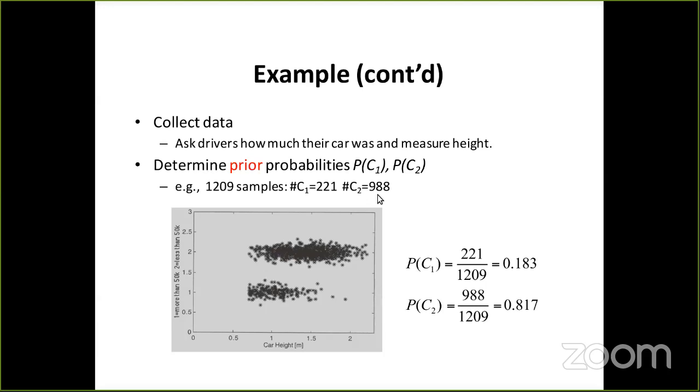So we can already see that most of the cars in our data set were not expensive cars, and only 221 out of them were expensive cars. If we compute the probability of class 1, the prior probability, we can simply take the empirical average, which is the number of cars belonging to class 1 divided by the total number of cars, and we do the same thing for class 2, and we get these terms as 0.183 and 0.817.